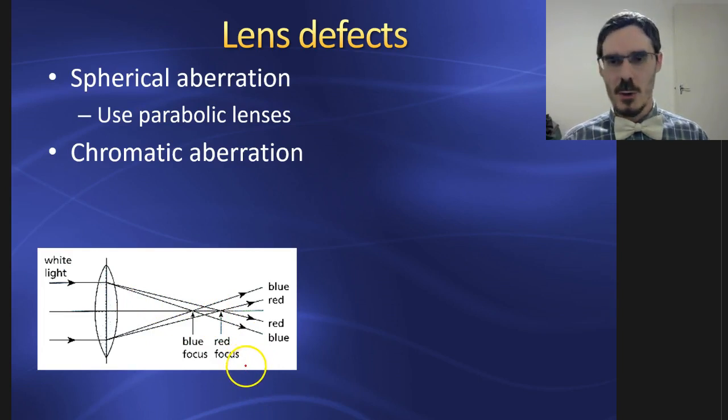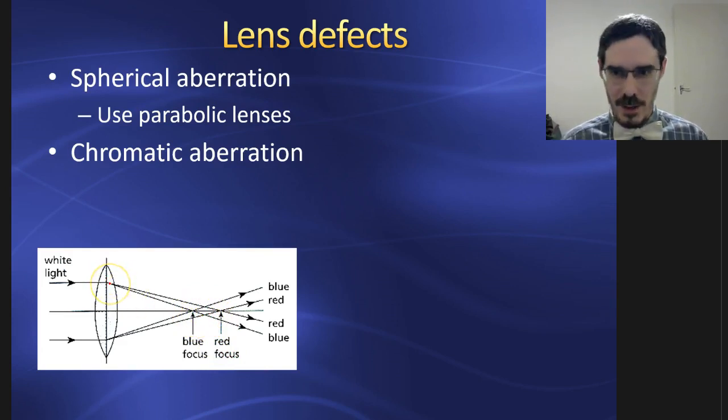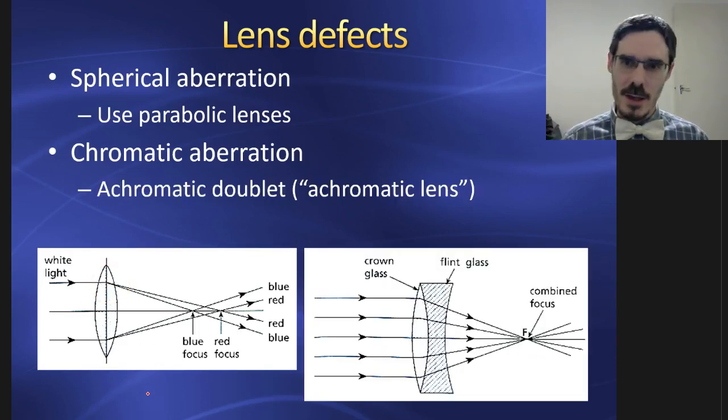Now, spherical or parabolic, you can't solve it like that. You cannot avoid this problem. Blue light bends bigger. It's just the way refraction happens. But there is a way to try to work around it. This isn't perfect, but it's not too bad.